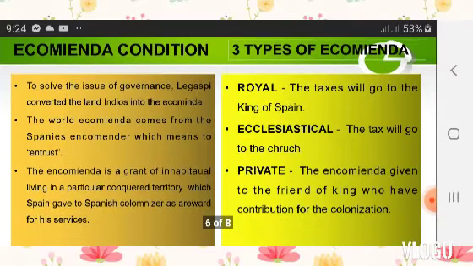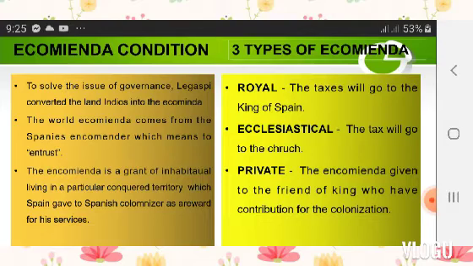Encomienda condition: to solve the issue of governance, Legazpi converted the land of the indios into encomiendas. The word encomienda comes from the Spanish encomendar, which means to entrust. The encomienda is a grant of inhabitants living in a particular conquered territory, which Spain gave to the Spaniards colonizers as a reward for their service.